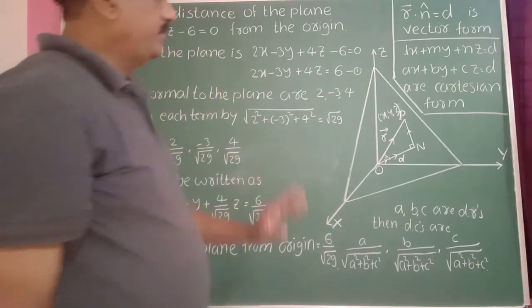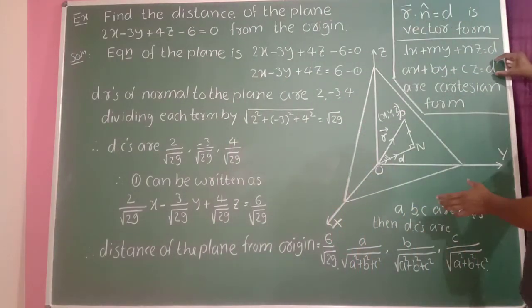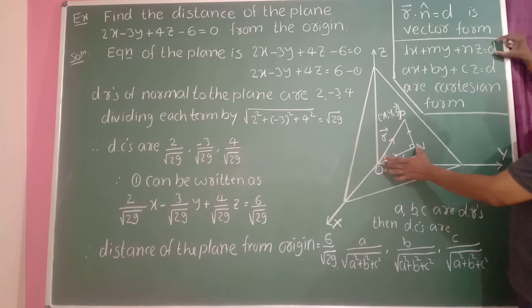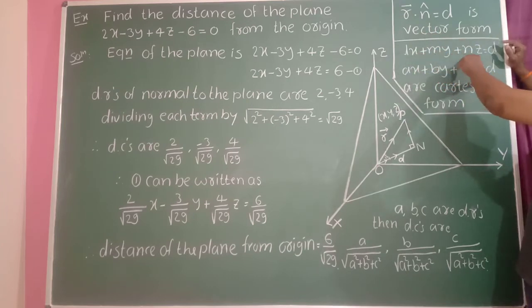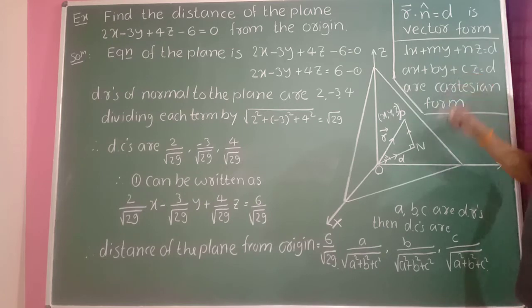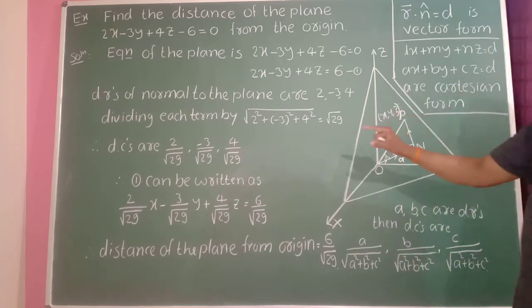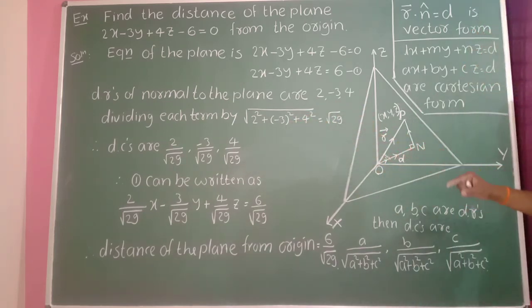Therefore, remember: in this case d does not represent the distance. In this case d represents the distance of the plane from the origin. If you want the distance, write the equation in this form, where l, m and n are direction cosines. If they are direction ratios, then use this formula: divide both sides by root of l square plus m square plus n square, then those become direction cosines. Therefore, this d represents the distance of the plane from the origin.